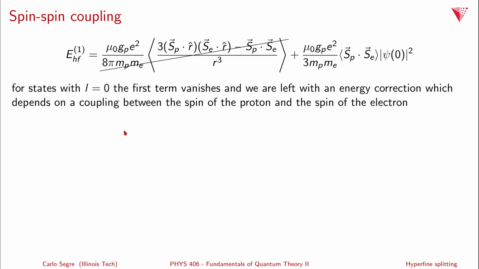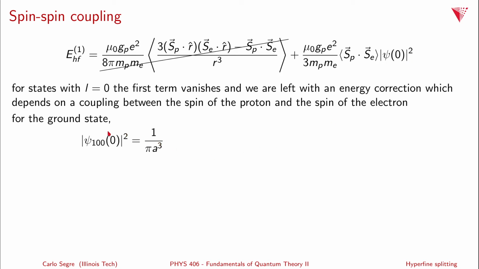Now, when you have L equals 0, it turns out that this first term goes away. So that simplifies our calculation if we're just considering L equals 0. And we're left with this correction here, which includes the expectation value of S sub p dot S sub e, which is really just a coupling between the proton and the electron spin. Just like we had spin-orbit coupling, we now have coupling between these two spins. This term also depends on the value of the wave function at the origin modulus squared. But we know what that is.